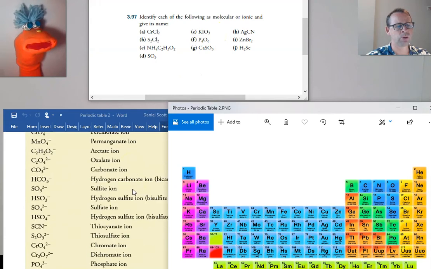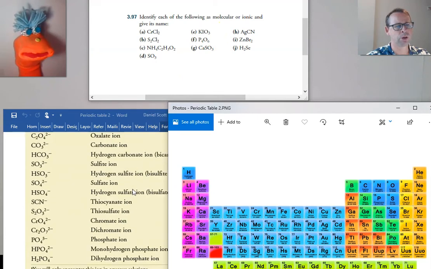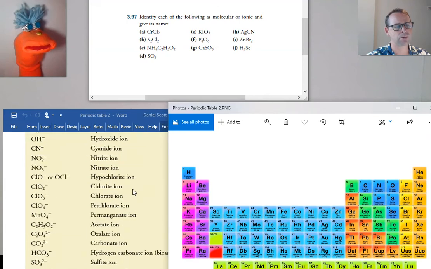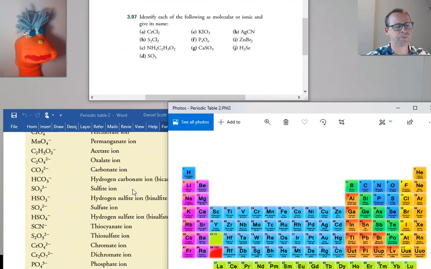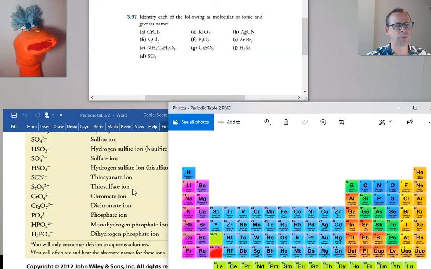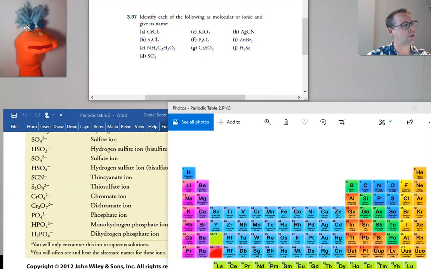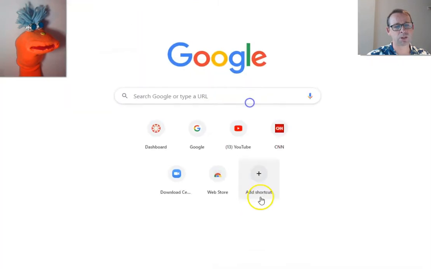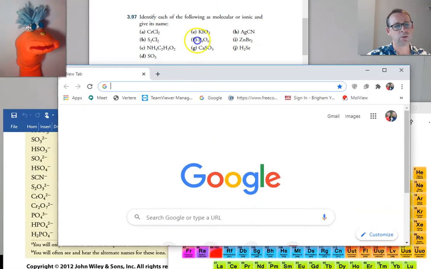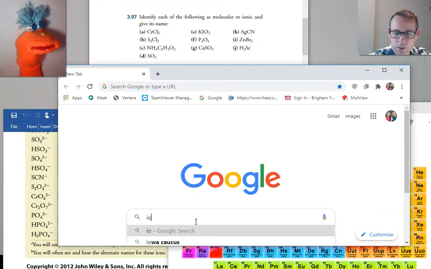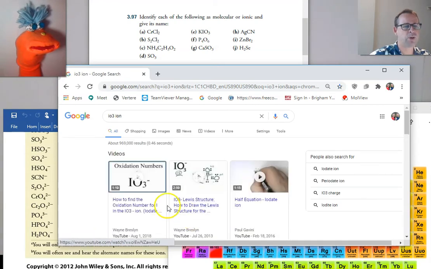KIO3. What in the world? Is IO3 on our list? It's not on our list. Is that a polyatomic ion? It is a polyatomic ion. And this is not the only list of polyatomic ions. So if I come across a polyatomic ion that I don't know, then I just type in here IO3 ion and try to find out what it is.